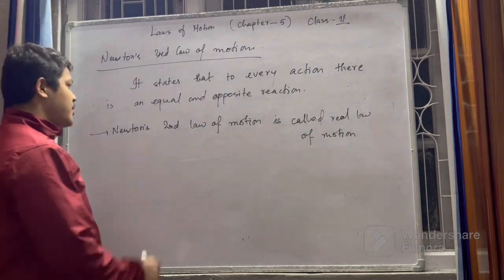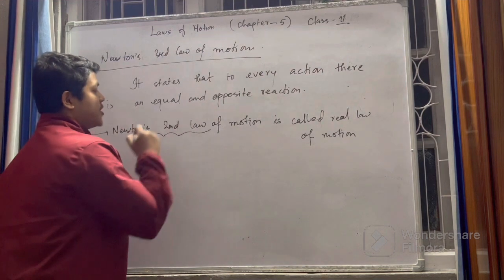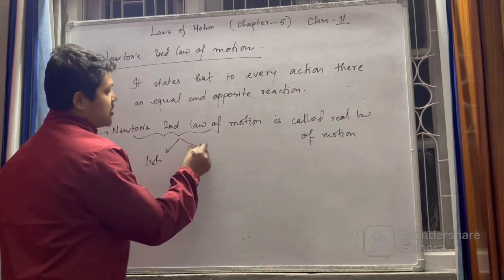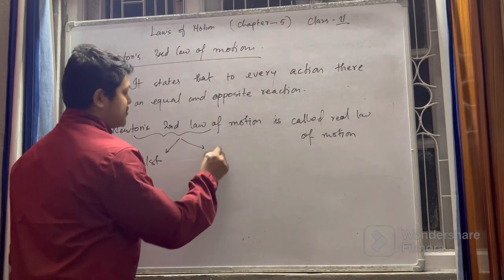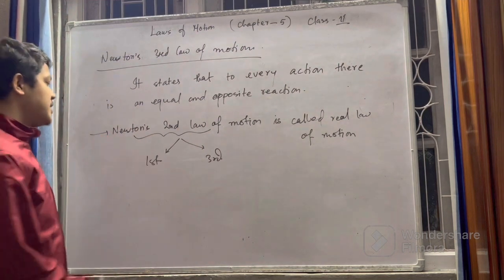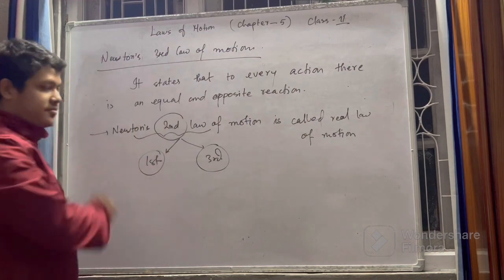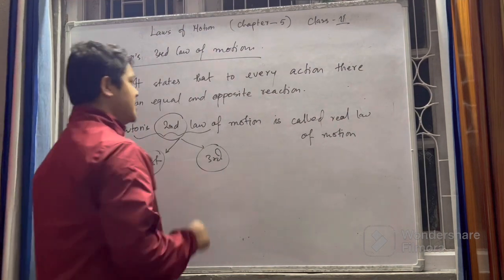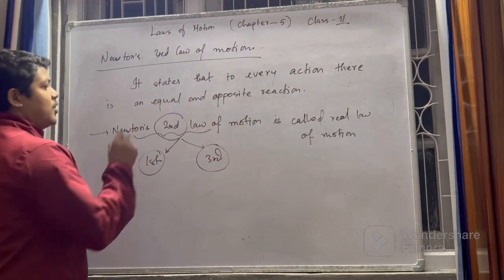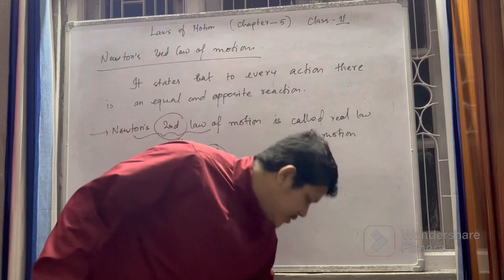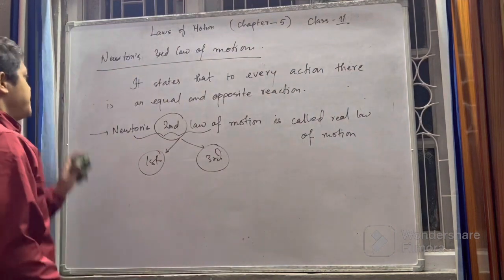Now you see, from Newton's second law of motion, you can explain the first law, and you can also explain the third law. That means first and third both are contained in the second law. That is why Newton's second law of motion is called the real law of motion. So now let me show you.